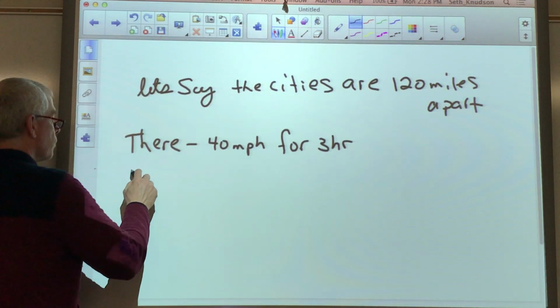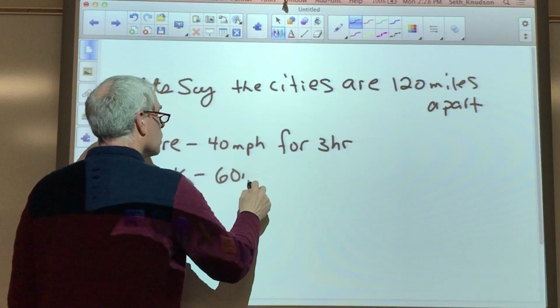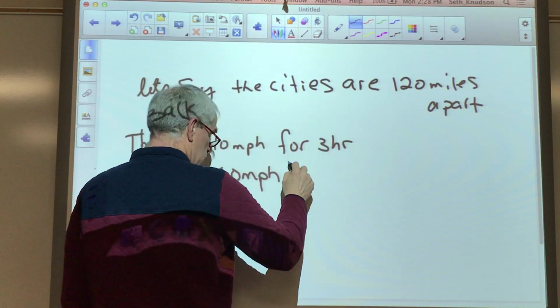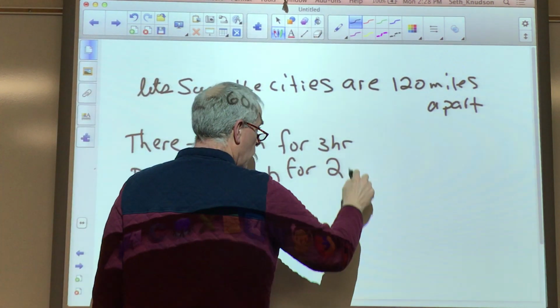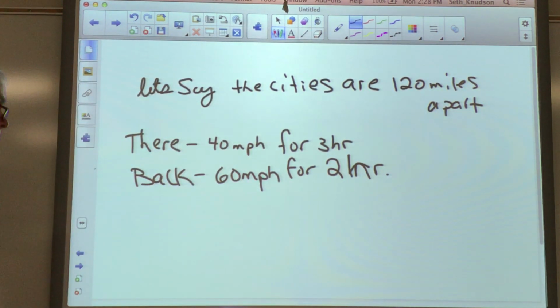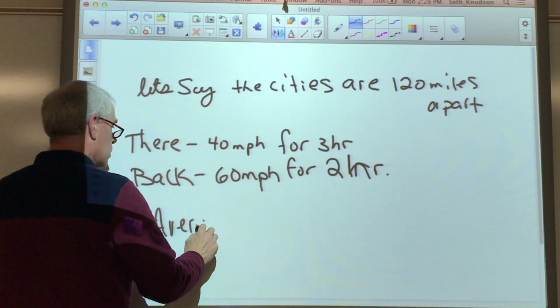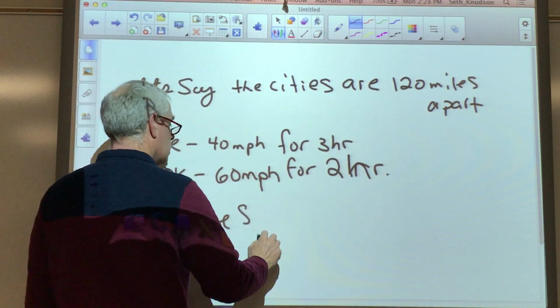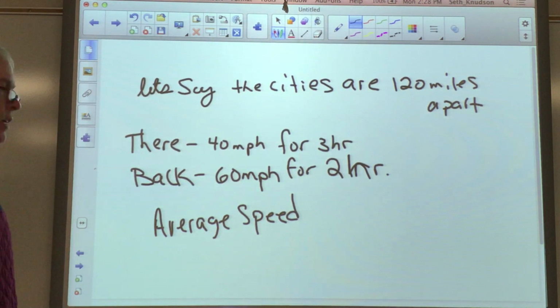And on the way back, we were going at 60 miles per hour. Now, if we're doing 60 miles an hour, 60 goes into 120 twice, so that would have been for 2 hours, okay? Now, the average speed, okay, the average speed isn't just halfway between 40 and 60, which is 50. Okay, it seems tempting, but that's not the case, okay?